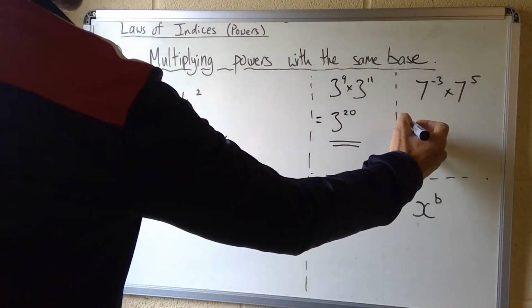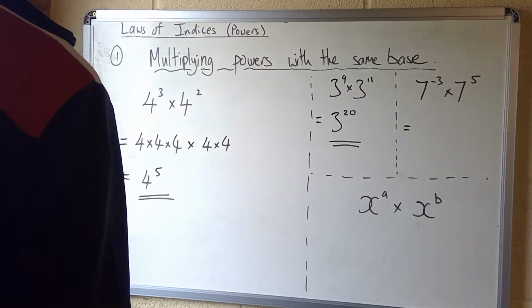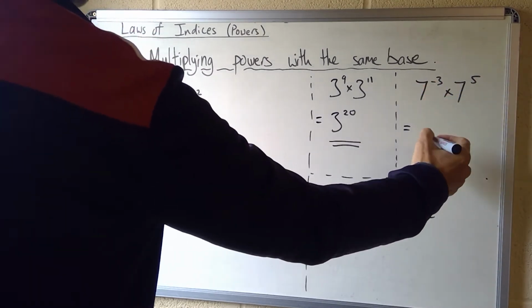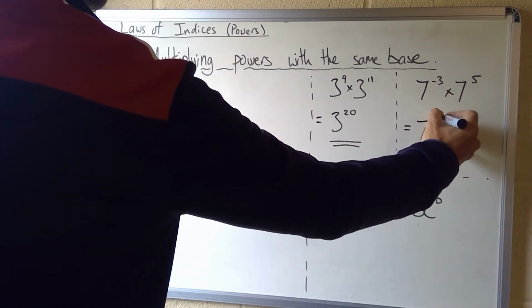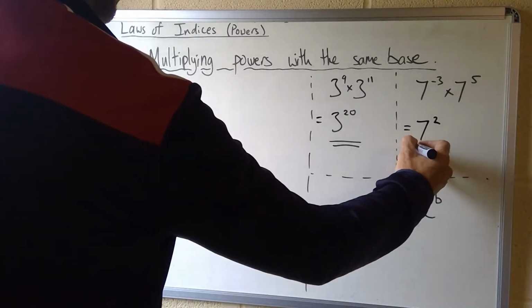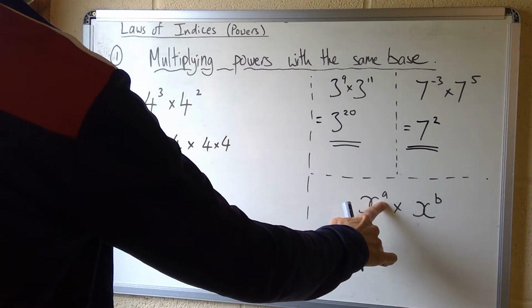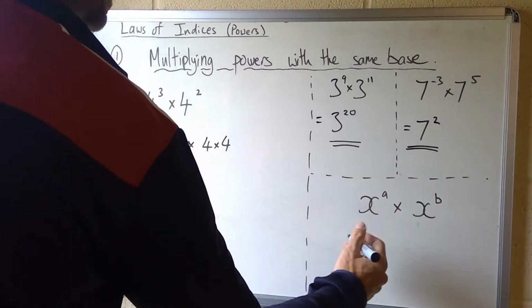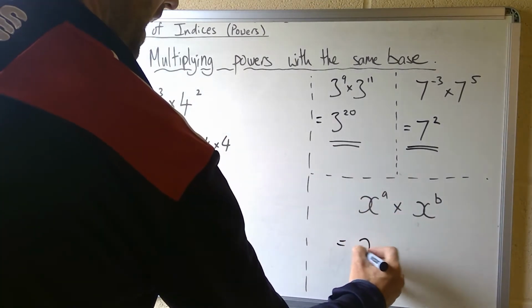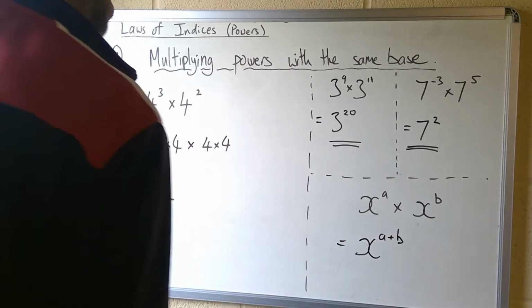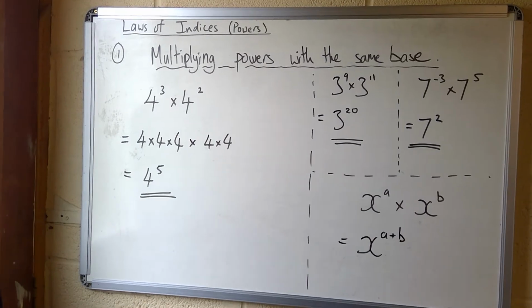The rule works with negative indices as well. So 7 to the power negative 3 multiplied by 7 to the power of 5 is 7 to the power of 2. And the general formula for this rule, if I'm using algebra, x to the power a multiplied by x to the power b would be x to the power of a plus b, the powers added together.